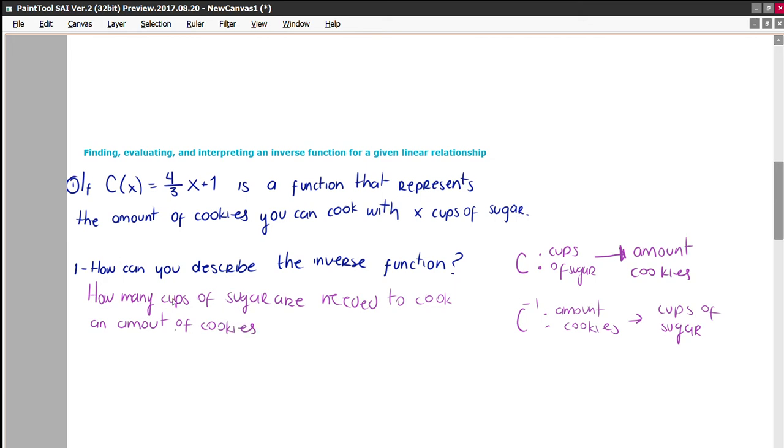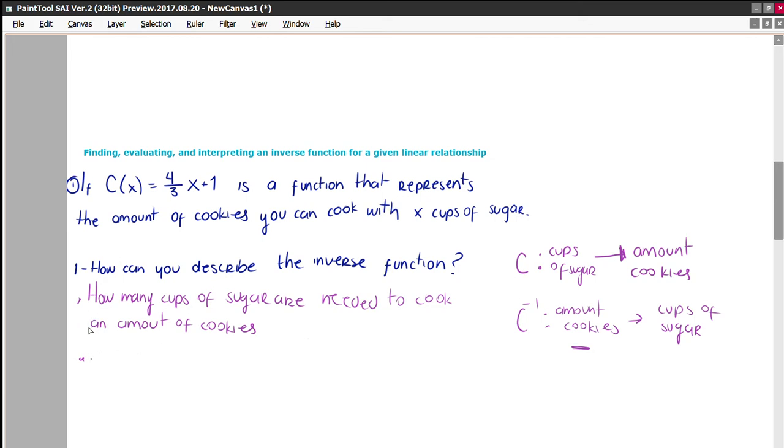Another way to look at it is that given an amount of cookies, the function tells me how many cups of sugar do I need. And it's the same thing, just it depends on how you want to rewrite this sentence. So be careful, sometimes maybe the sentence is told one way, maybe another way, but you have to make sure that the implications are correct. That means that if you give it an amount of cookies, it will tell you how many cups of sugar you need.